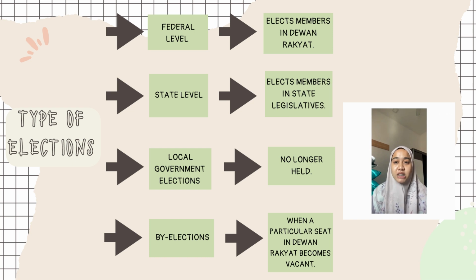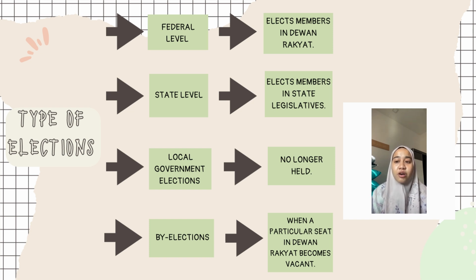The type of election number 2 is the state level. At the state level, voters elect representatives to the state legislative assembly. The number of elected representatives varies between different states, with as many as 82 in Sarawak and at least 15 in Perlis.